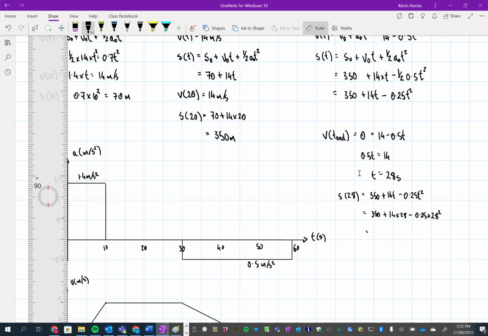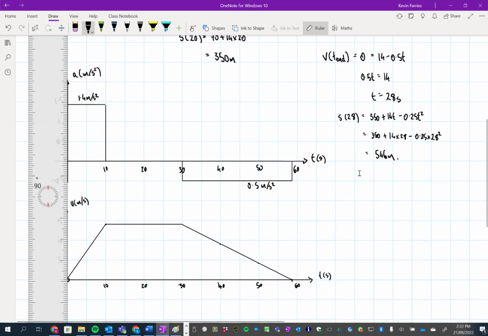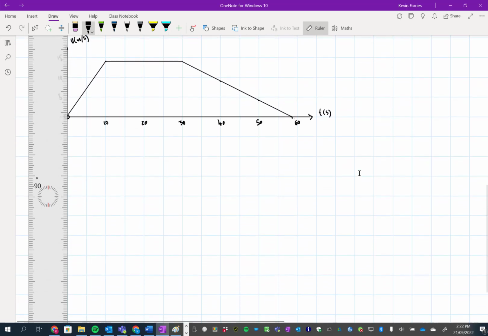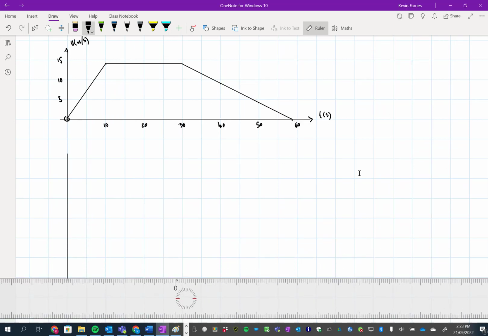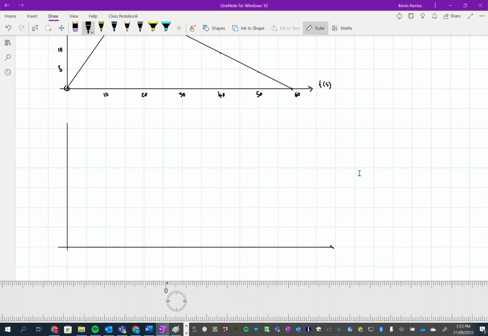So let's just calculate what that is. 350 plus 14 times 28 minus 0.25 times 28 squared. That's 546 meters. So we need to go all the way up to 546 meters. Cool. So let's say 1, 2, 3, 4, 5, 6. And again, the displacement's all going to be positive. It never heads backwards and goes past the point you started from. So it's not so bad.